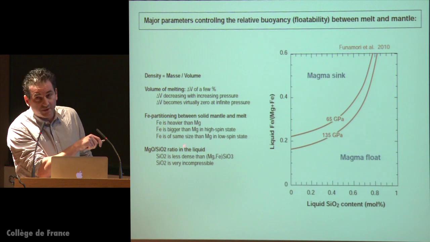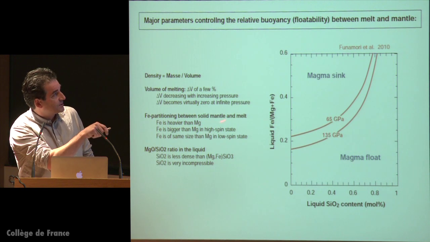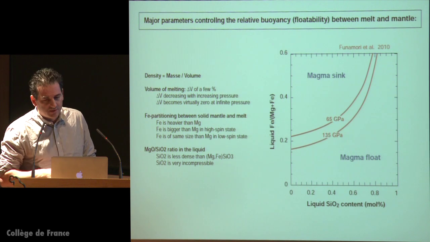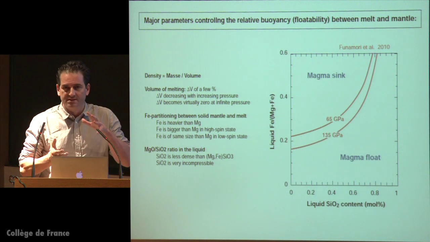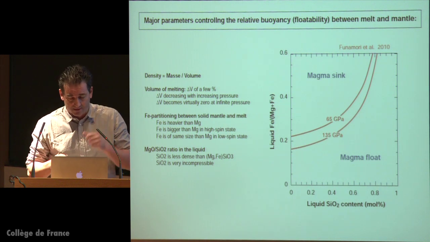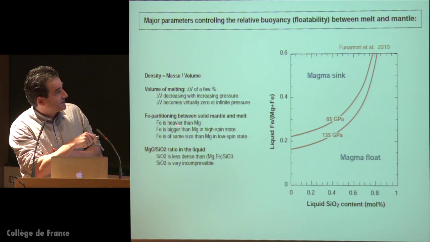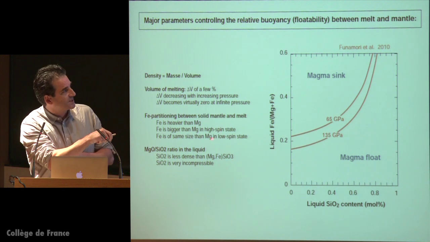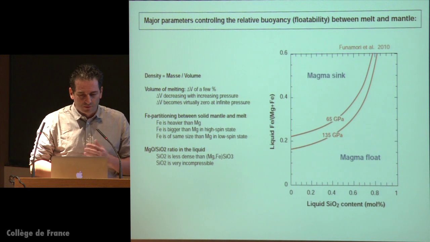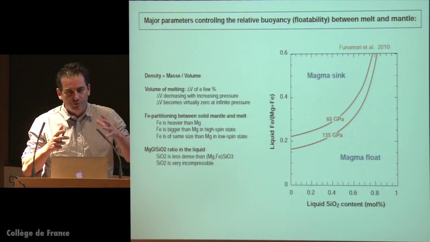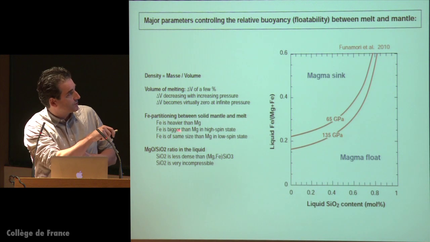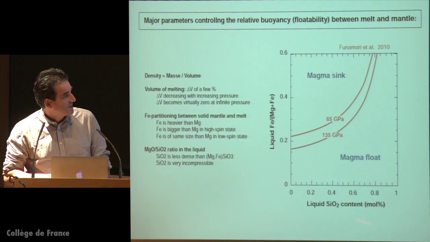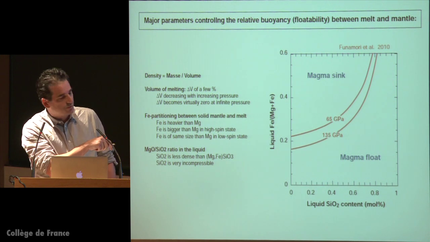The second thing, which we analyzed in this paper, is the partitioning of iron between the liquid and the solid. We have to know that, of course, iron is heavier than magnesium, but iron is also increasing slightly the volume because its size is slightly bigger. It's bigger in the high spin state, but it's almost the same as magnesium in the low spin state. So the increase of the liquid volume by putting iron inside is a little bit controversial, but still it's a bit bigger. And the second parameter is the SiO2 ratio. SiO2 is not the densest phase, and SiO2 is very incompressible.